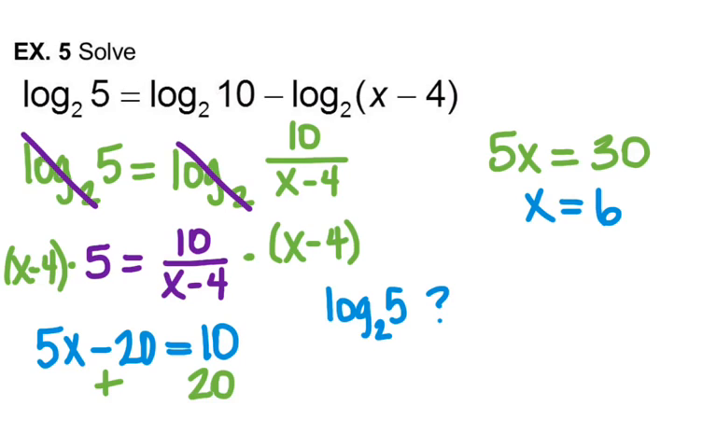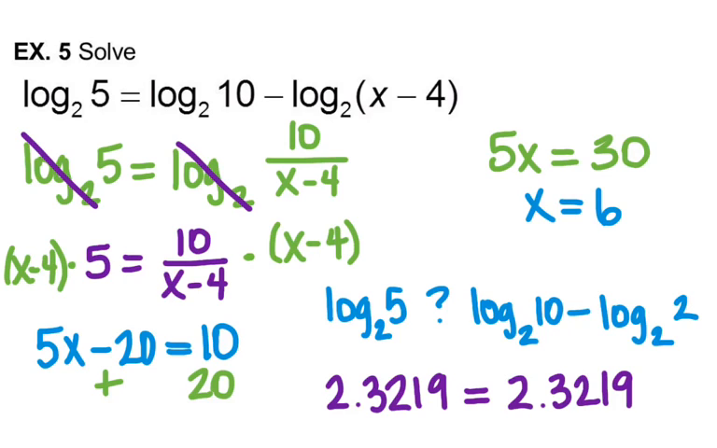So always plug back in. Log base 2 of 5 equals log base 2 of 10 minus log base 2 of 6 minus 4, which is 2. So these are equal, so x equals 6 is correct.